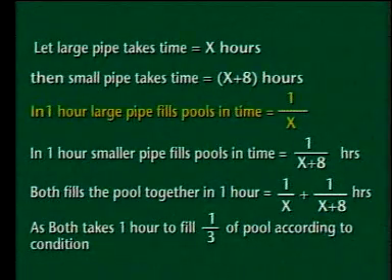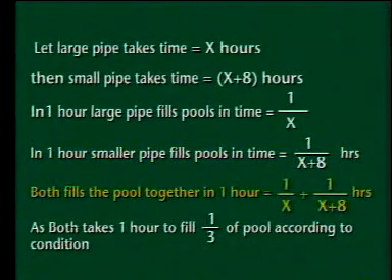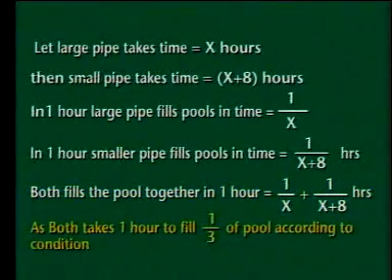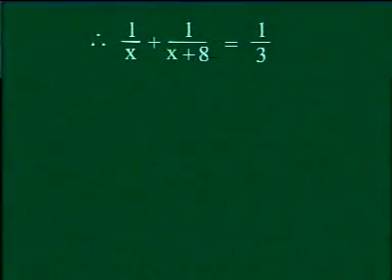In 1 hour, the large pipe fills 1 over X of the pool. In 1 hour, the smaller pipe fills 1 over X plus 8 of the pool. In 1 hour, both pipes will fill 1 over X plus 1 over X plus 8 of the pool. But in 1 hour, the 2 pipes can fill 1/3 of the pool. Therefore, we get 1 over X plus 1 over X plus 8 is equal to 1 over 3.